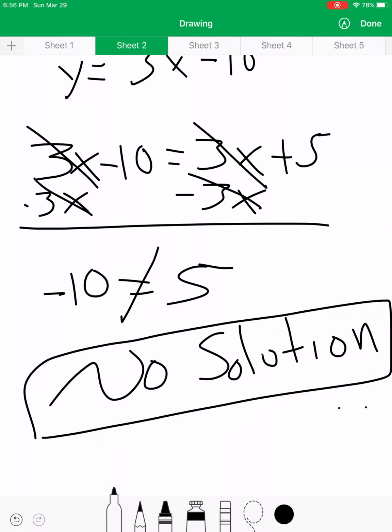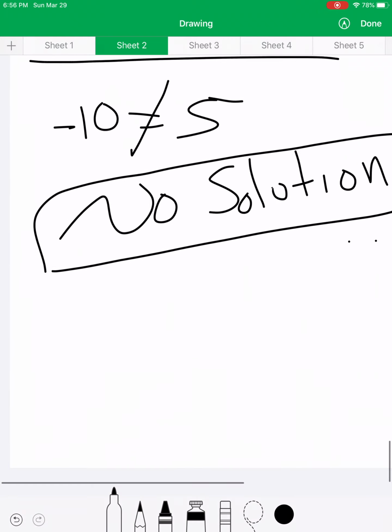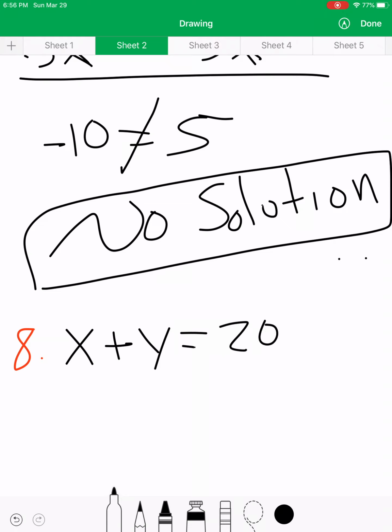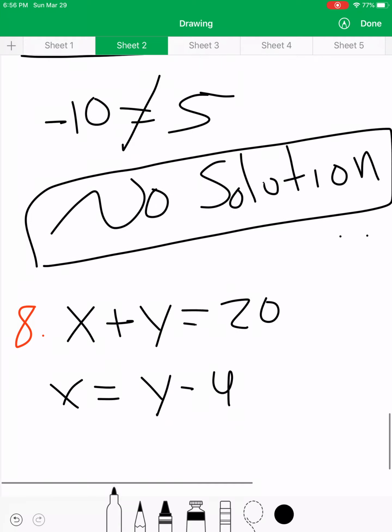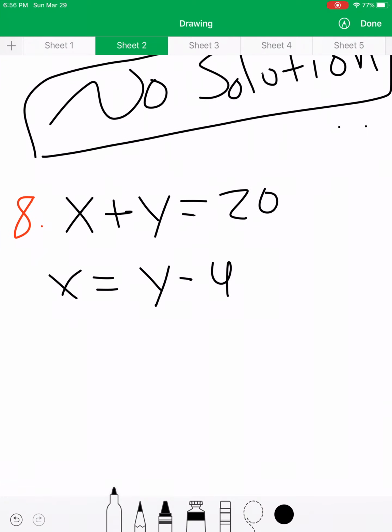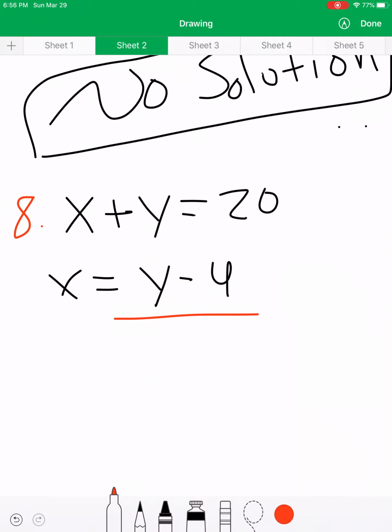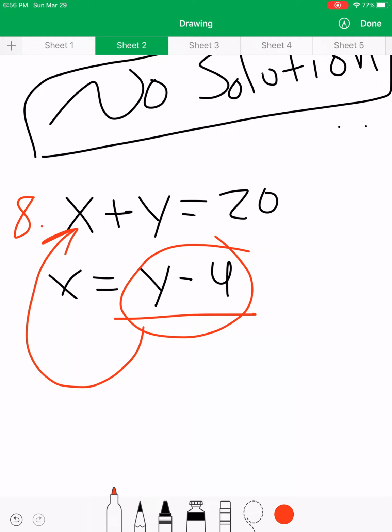All right. After number 6, we jump down to number 8. So number 8 now. Number 8 looks like this. X plus y equals 20 and x equals y minus 4. All right, so this is a little different than what we've seen so far. If you notice in this case, you are given what x equals. You're told that x equals y minus 4. So take this right here and substitute it in for x.